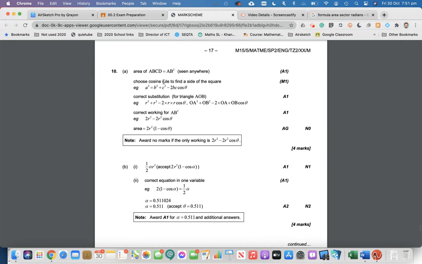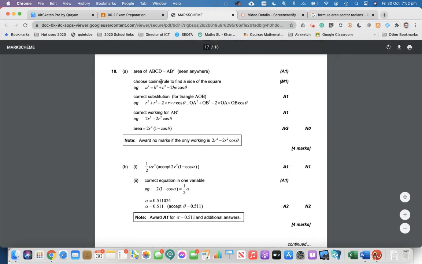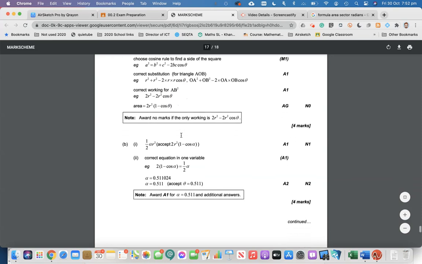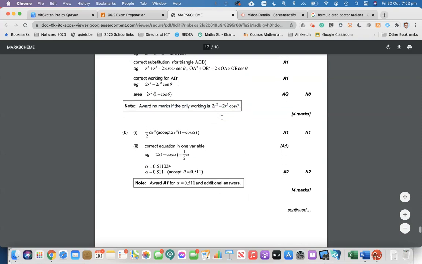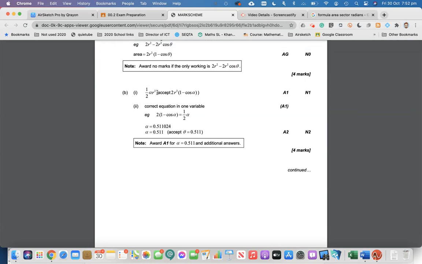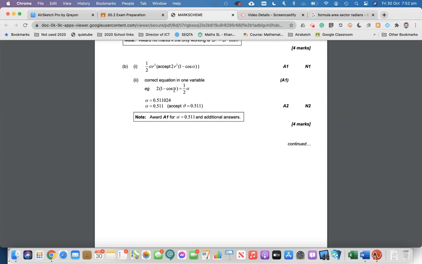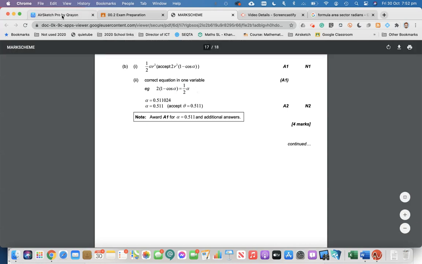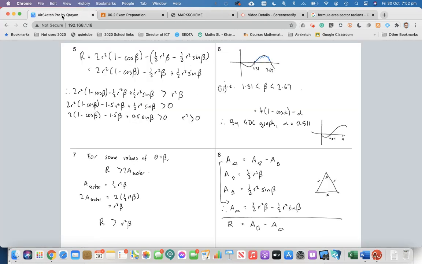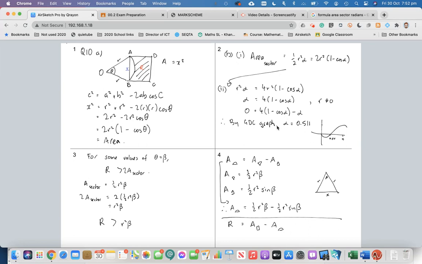question 10, show that the area is like this, work your way through using the cosine rule to show that, so that's fine. Note, award no marks if the only working out is 2r squared minus 2r squared theta. So you do have to do some work. Part B, a half alpha r squared is all it was looking for. Part 2 was to set them equal to each other, down to 0.5111, and there was our 0.5111 there.